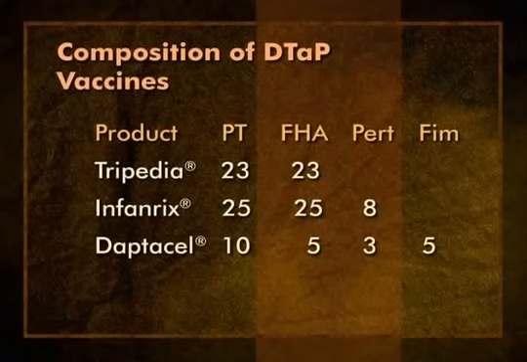Tripedia contains 2 components, pertussis toxin, or PT, and filamentous hemagglutinin, or FHA, in equal amounts. Infanrix contains 3 antigens, mostly PT and FHA, and a small amount of pertactin. Daptacel contains less PT, FHA, and pertactin than the other 2 vaccines, but contains an additional antigen called the Fimbriae antigen.